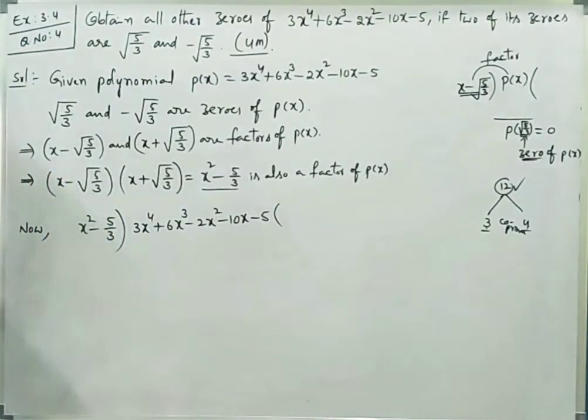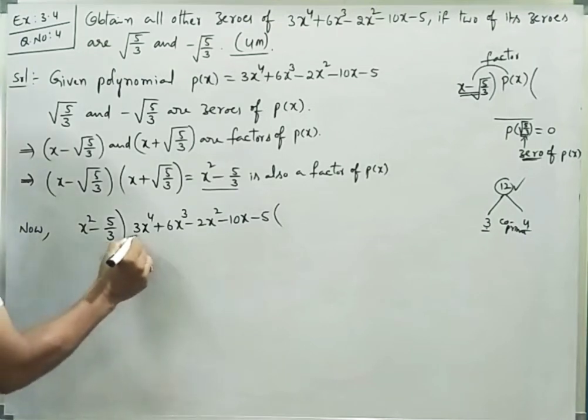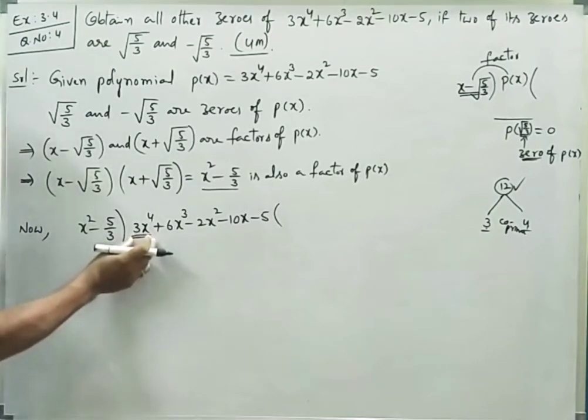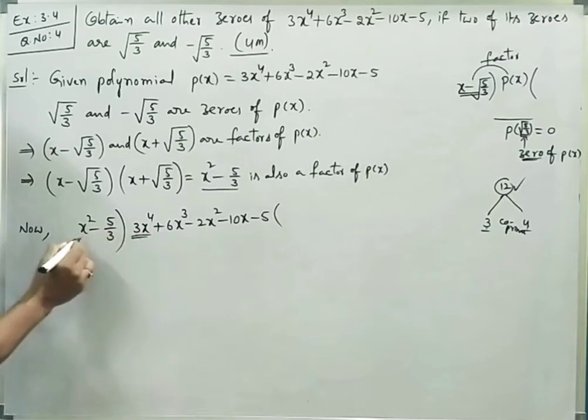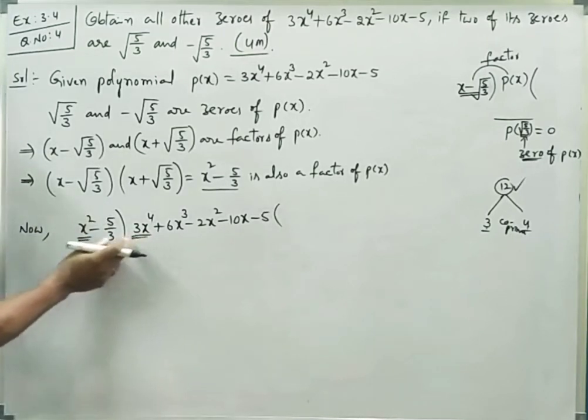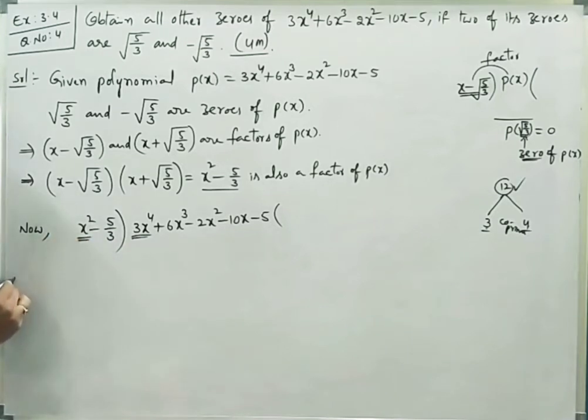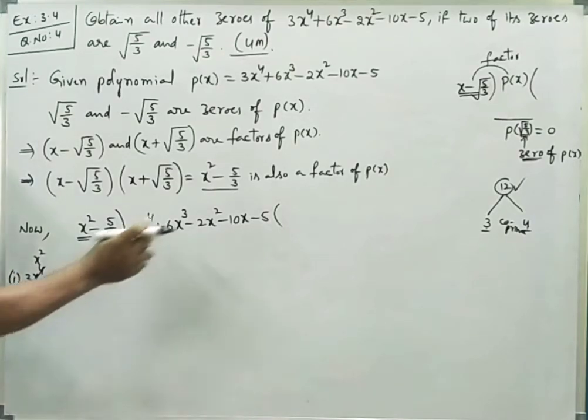What is the usual procedure? What is the highest degree term in the dividend? That is 4th degree. What is the highest degree term in the divisor? That is 2nd degree. So, these two should be divided. Step 1, I am writing here 3x power 4 divided by x square, you will get 3x square here. So, 3 into x square, 3x square. This is the first term in the quotient.